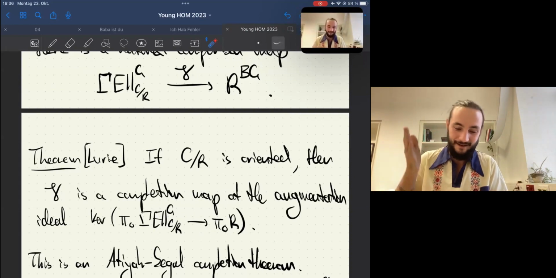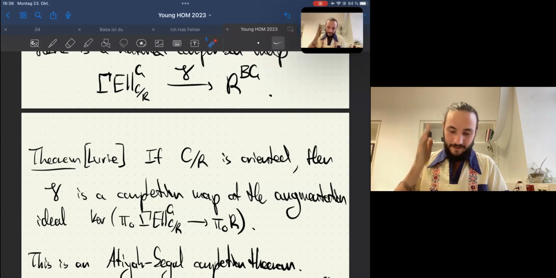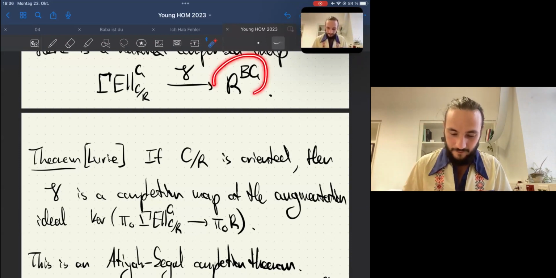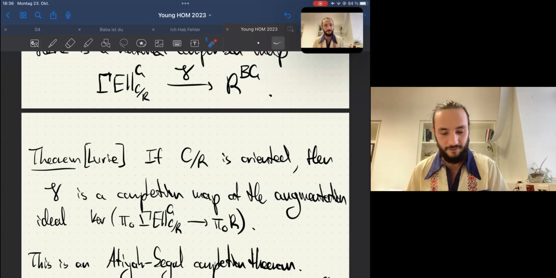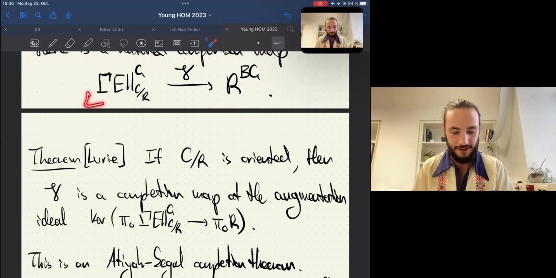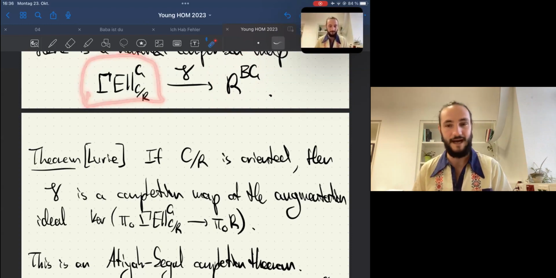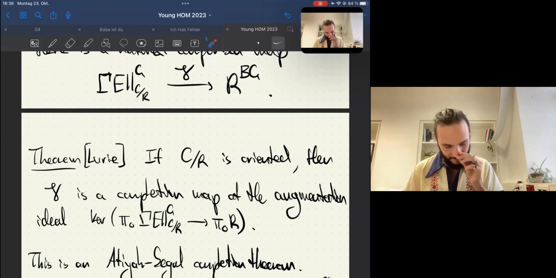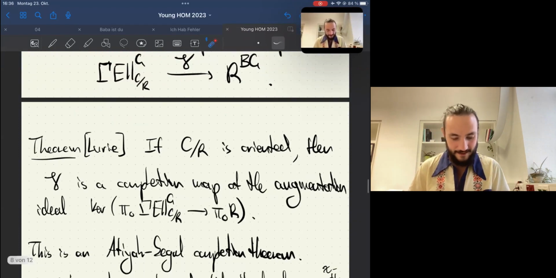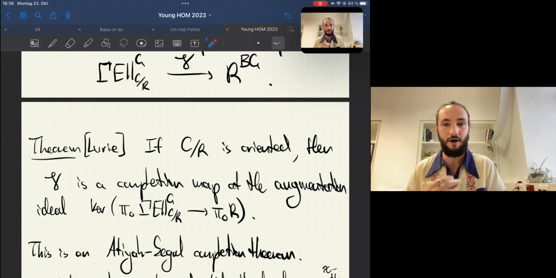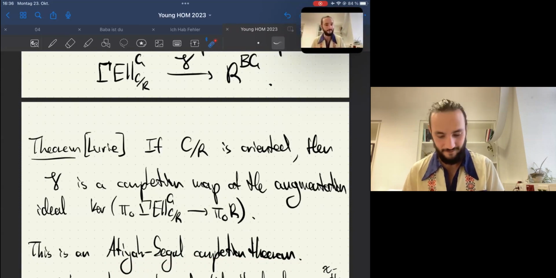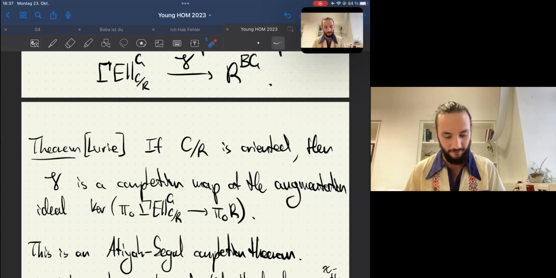It's really saying that this more naive equivariant cohomology theory is some sort of controllable completion of this nicer theory here. So like I said, this is an Atiyah-Segal completion theorem, which holds if you replace elliptic cohomology with K-theory. This is the famous Atiyah-Segal completion theorem.